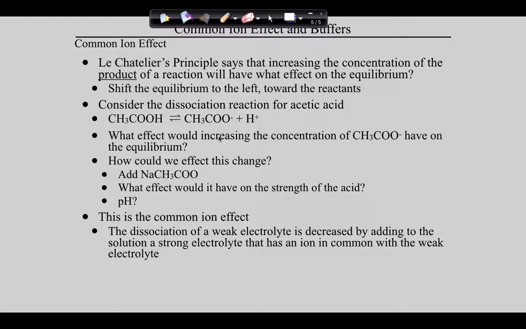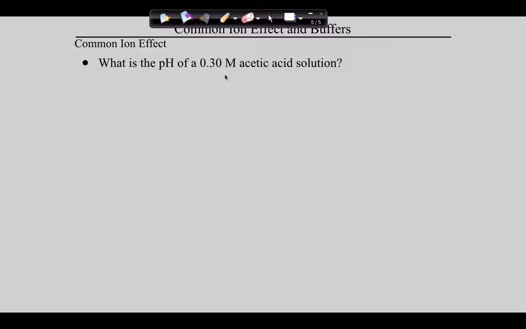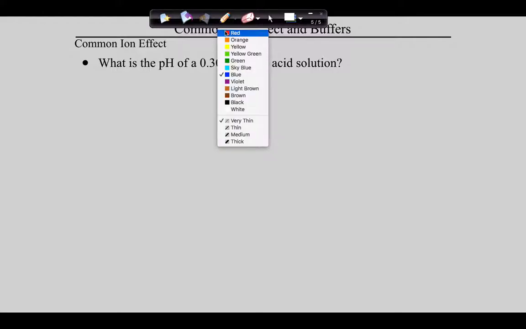Okay, so guys, here's what we're going to do. We're now going to start doing some problem solving. We are going to look at how this common ion effect weakens electrolytes. You're welcome to write this down if you want. Okay, so we're going to figure out the pH of a 0.3 molar acetic acid solution. Here's how we're going to do this. It's an ICE box problem, right?